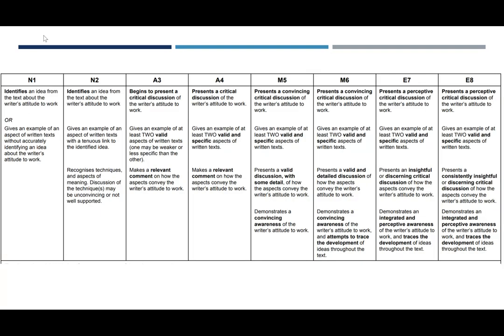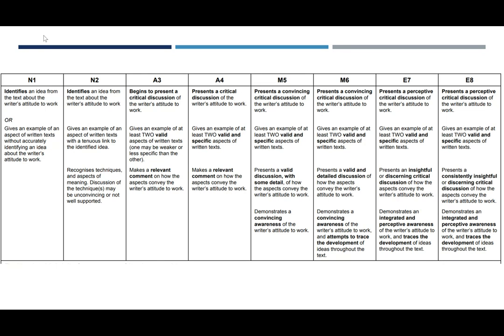Alrighty, this should hopefully be a relatively short video to go through a little bit of the mark scheme of level 3 unfamiliar text. So this is what the mark scheme looks like, really exciting. This is covering N1 to E8, but what I'm going to do on the next slide is just break it down to a smaller part of the criteria and just talk you through it.